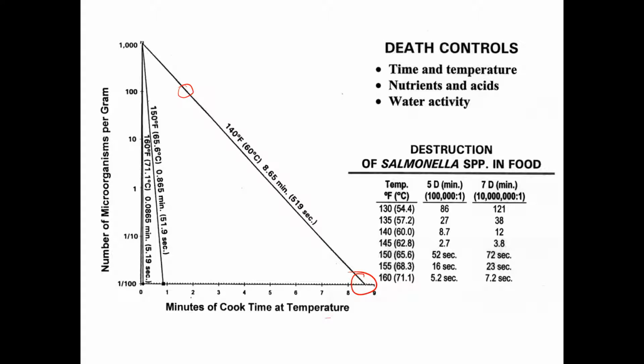But at higher temperatures, the decimal reduction time, right, because from 1,000 to 100, it's the number of organisms per gram. That's basically a 90% decrease in the number of organisms. It's around a minute or less.